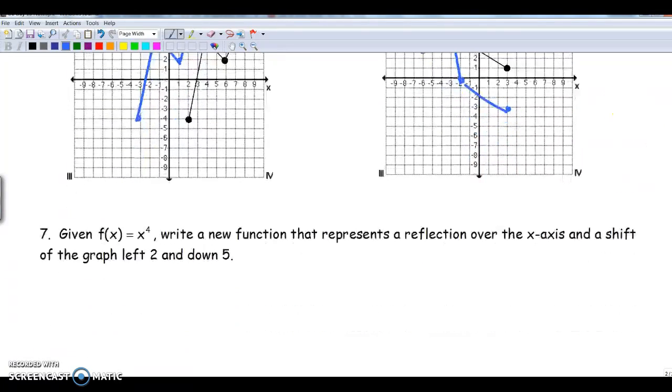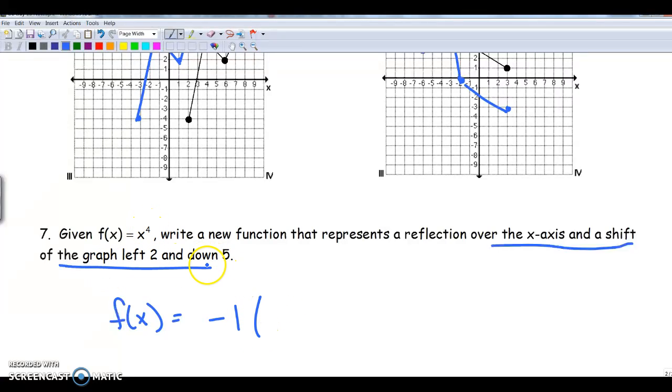All right. Something like this, you'll be given an equation and it'll say, you know, move it this way, that way, flip it over, whatever, and you've got to write your new equation. So we're going to reflect it over the x-axis, which means that you're going to have that -1, and then we're shifting it left and down. Anytime you're going left or right, you're going to need parentheses because it's got to go inside the parentheses.